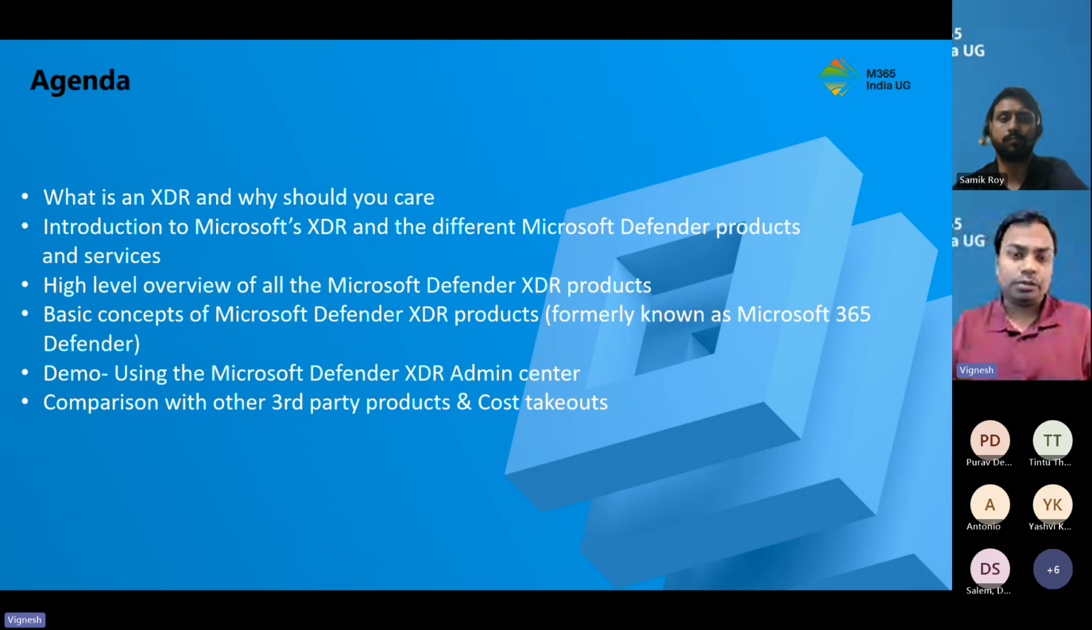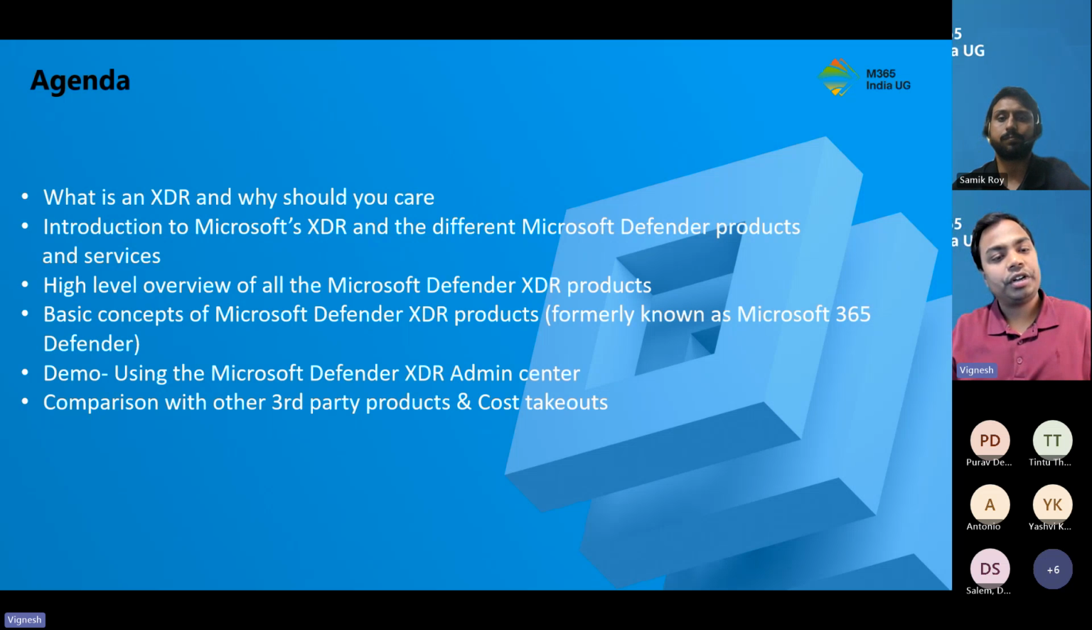And then there is a very good demo, which has been planned by Samik. He'll be walking you through the XDR Admin Center. He's going to help you understand how Microsoft has segregated each and every single product, and what are the things that you should be looking at. So all those kinds of things are planned in the demo.